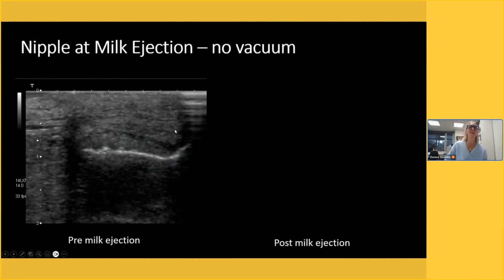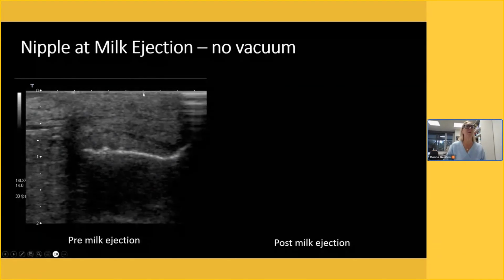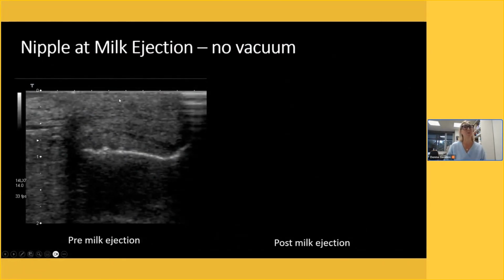Now, what about the nipple? I often call the nipple the gatekeeper. It keeps the milk in during milk ejection if the baby is not creating a vacuum to remove it. So this is the nipple here, and we have no vacuum on the nipple.